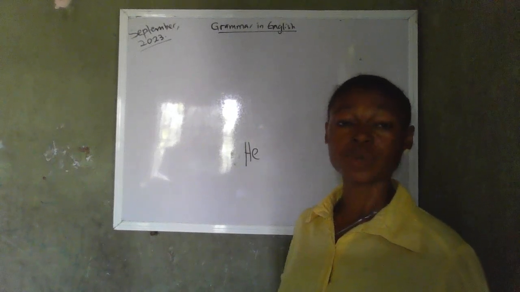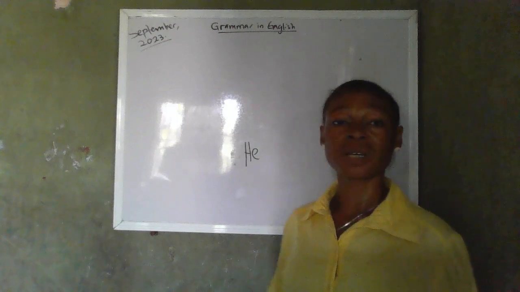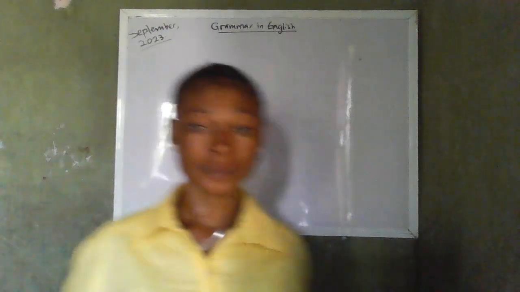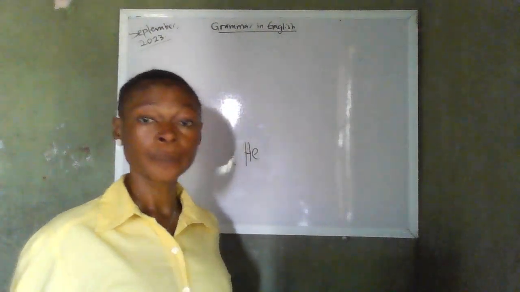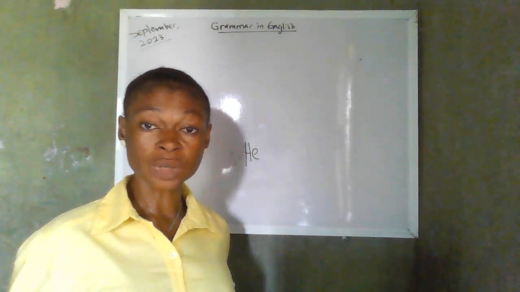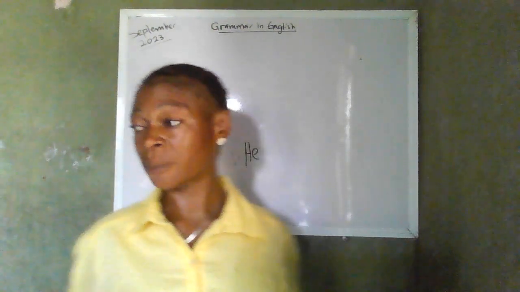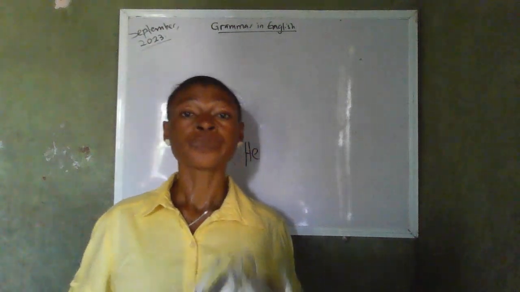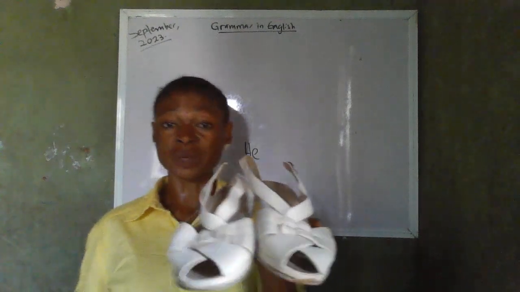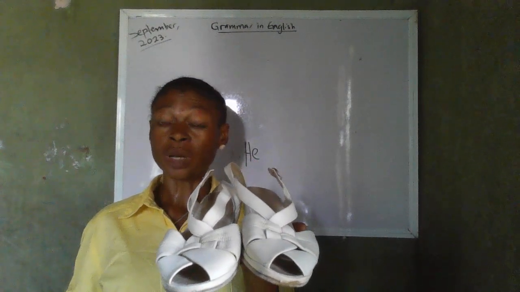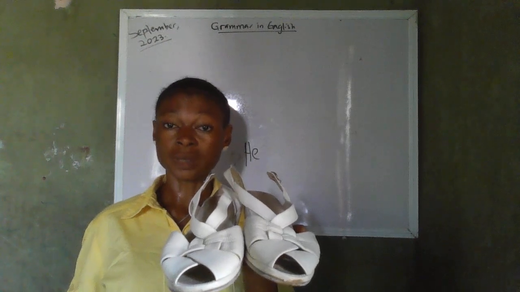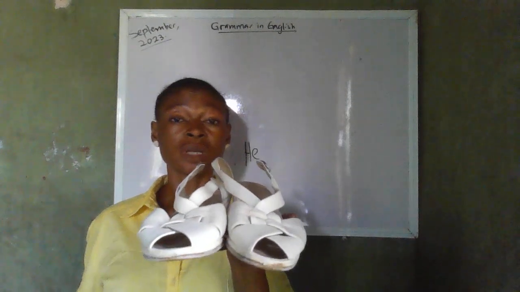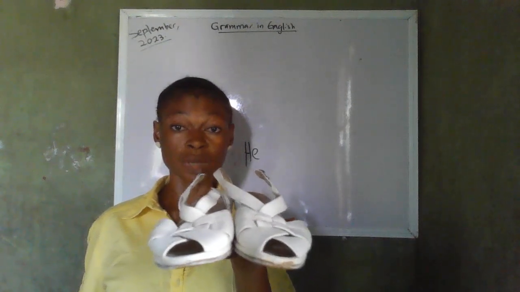For today's lesson, we're actually going to be looking at another part of speech which tells us more or describes a noun or a pronoun. I showed you earlier on in the lesson a pair of sandals here. Now, a very vivid description here is white pair of sandals. You see, the color white tells us more about this pair of sandals I am holding.